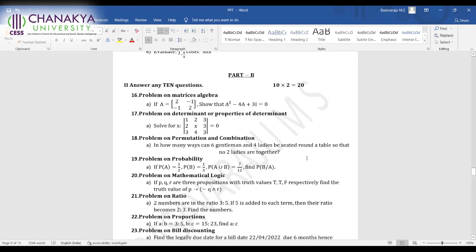Here you should be thorough with calculating the number of ways to arrange, for example, 6 gentlemen and 4 ladies to be seated at a round table. There will be a certain condition, which is that no 2 ladies are together. That means you are not supposed to get 2 ladies one after the other.